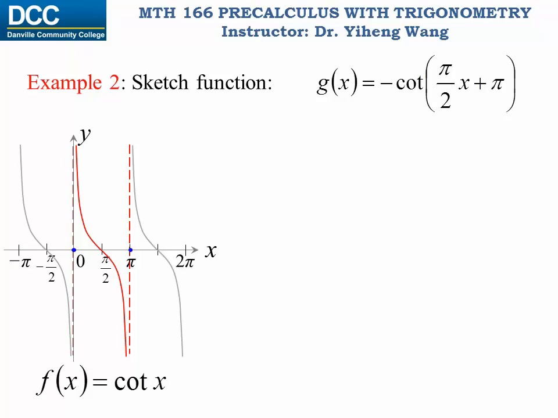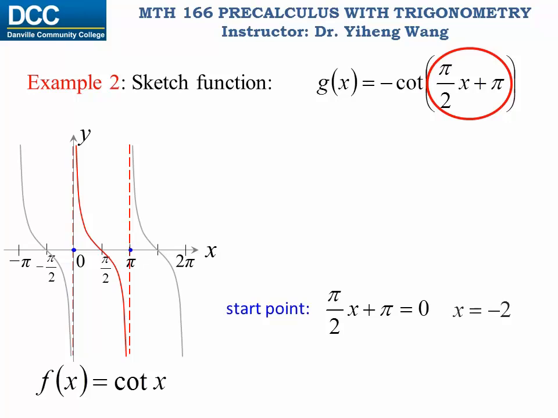Therefore, to find the new start point and end point for our new g(x) function, we equate this part to 0 and pi. So for the new start point, half a pi x plus pi equals 0. To solve for x from this equation, we get x equals negative 2. And then for the new end point, half a pi times x plus pi equals the end point for our parent function, which is 1 pi. Therefore, from this equation, we can solve x to be 0.